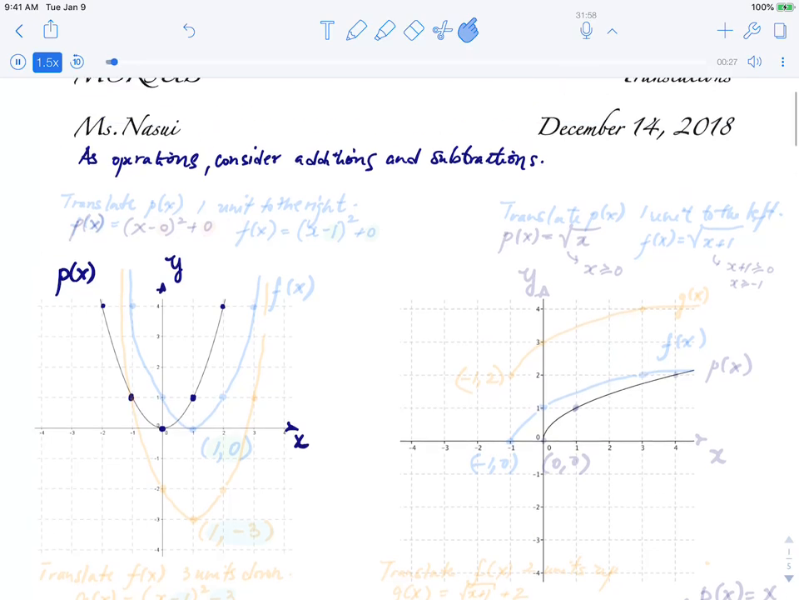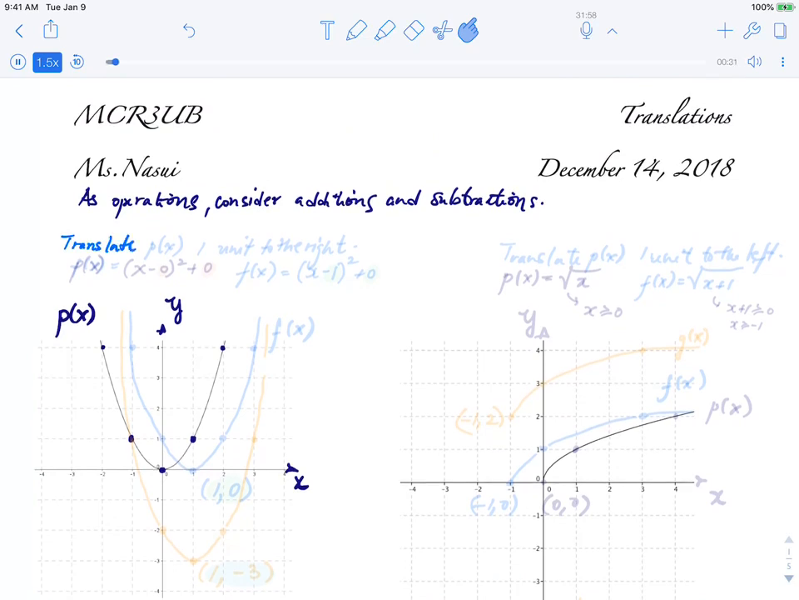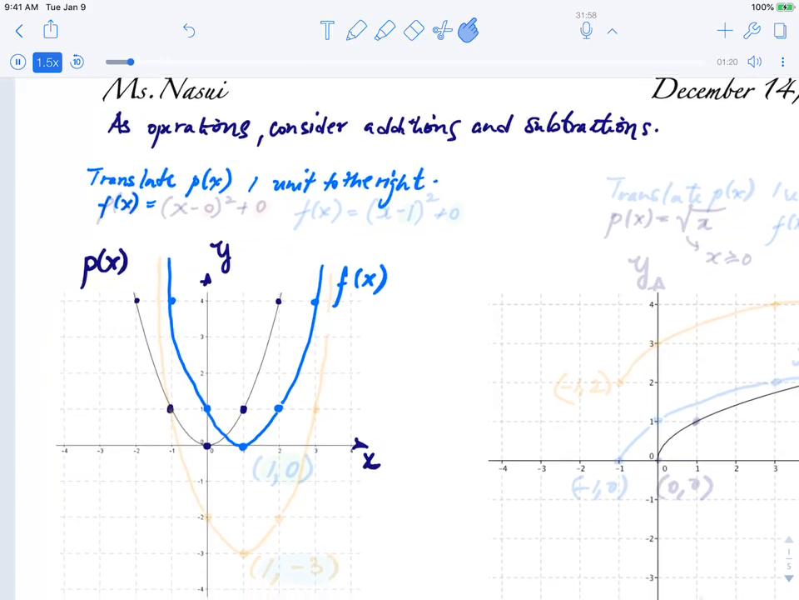So if I say 1 unit to the right, so translate, this is my job right now, translate p of x 1 unit to the right. Okay, so I'm going to take it graphically and move every point starting with the vertex 1 to the right. Okay, and I'm going to call that, let's say, f of x. And I'm going to create an expression for each of these, just to see what happens in terms of the algebra that indicates that translation to the right.